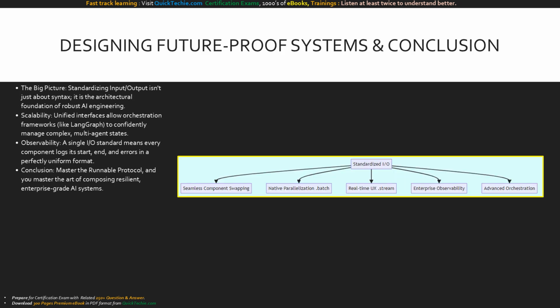To wrap up our deep dive, remember that standardizing input and output interfaces is not merely a syntactic convenience, it is the foundational architecture of robust AI engineering. By ensuring that every single component, from the simplest prompt to the most complex LLM, speaks the exact same execution language, you unlock massive scalability. Orchestration frameworks like LangGraph rely entirely on this standardization to confidently pass state between autonomous agents. It also guarantees perfect observability. Because I/O is uniform, tracing tools can monitor every node seamlessly. You are no longer writing brittle scripts. You are engineering enterprise-grade, future-proof AI systems.